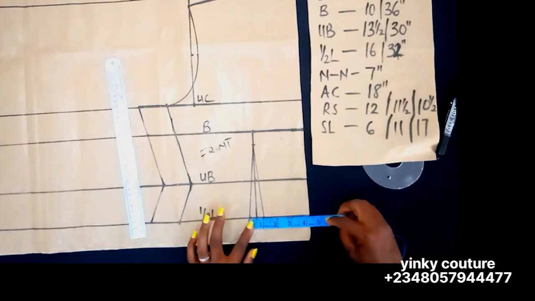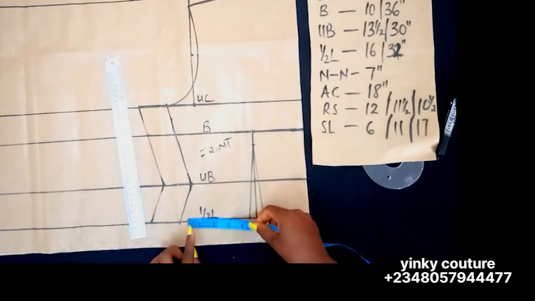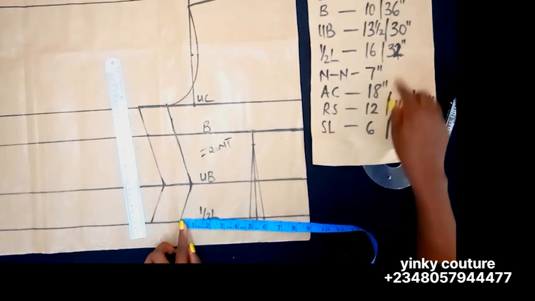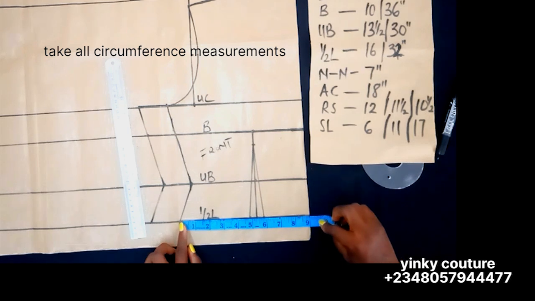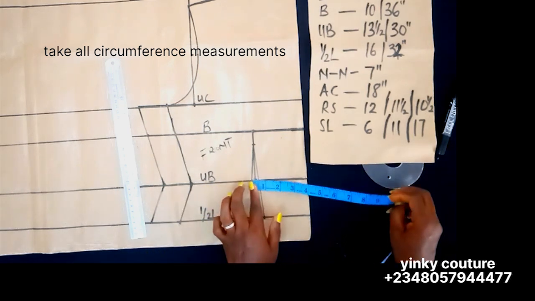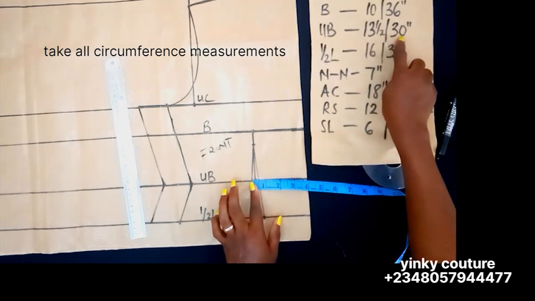Then I input all the circumference measurement here. So the circumference measurement on the half length, you can see it's 32 divided by 4, and also on the under bust is 30 divided by 4. Don't forget to insert all the dart intake. So that's what I'm trying to do. Wherever there is dart intake, you're going to add it.